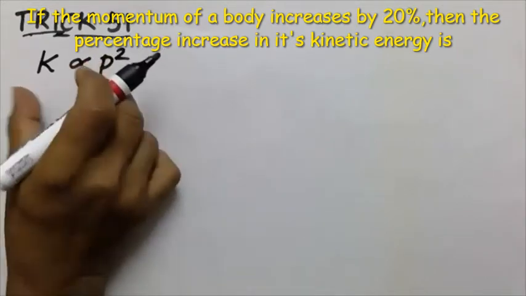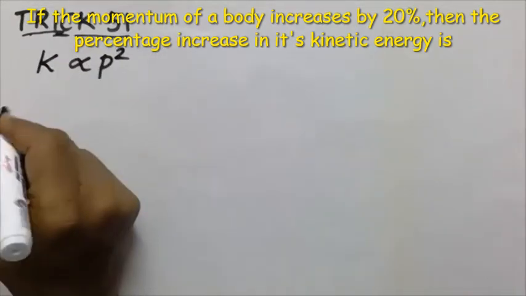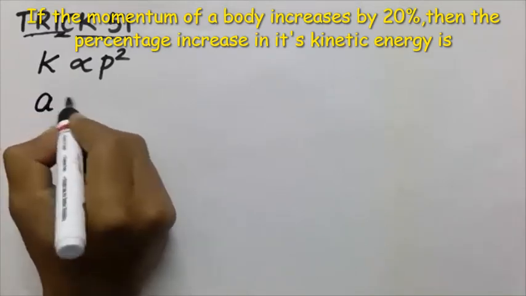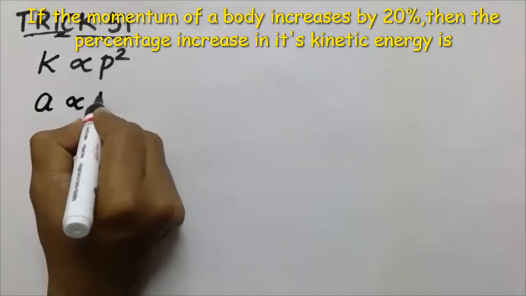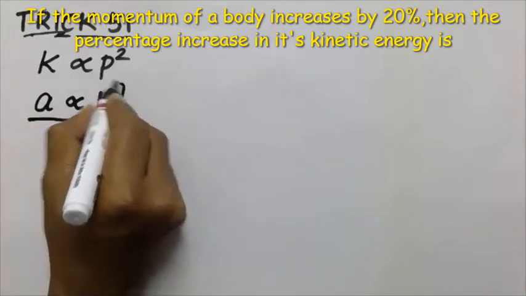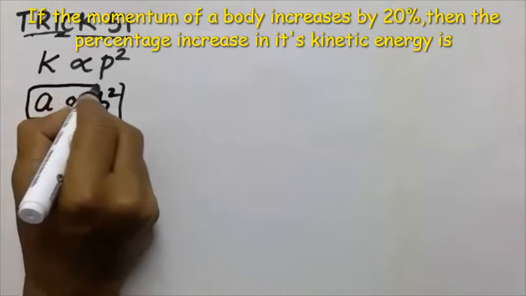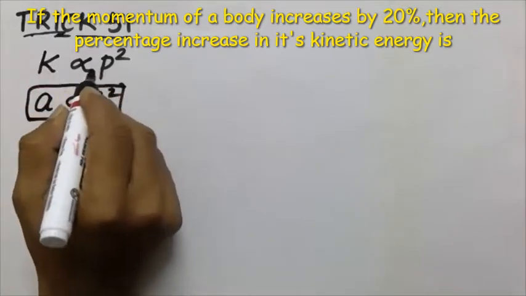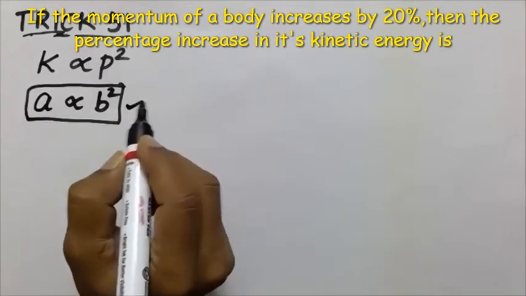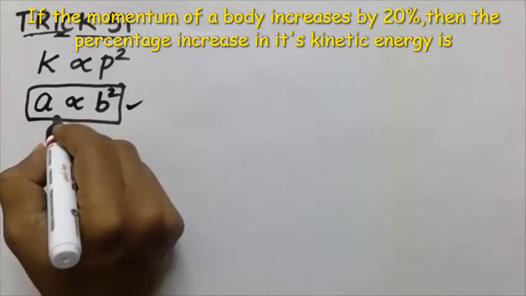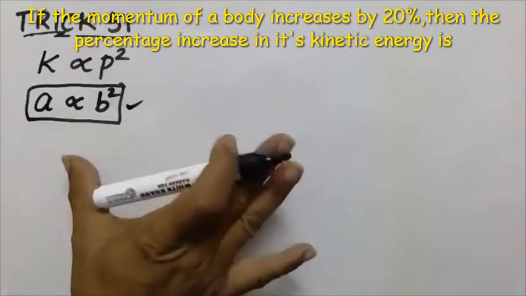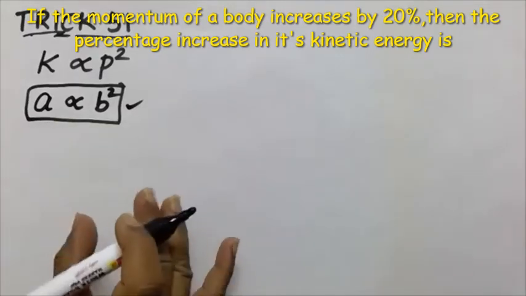Very similarly, in our course we have many such relations. This is the most general relation: A is proportional to B square. Not only for K is proportional to P square, for any general relation between two parameters A and B, we can use this trick.